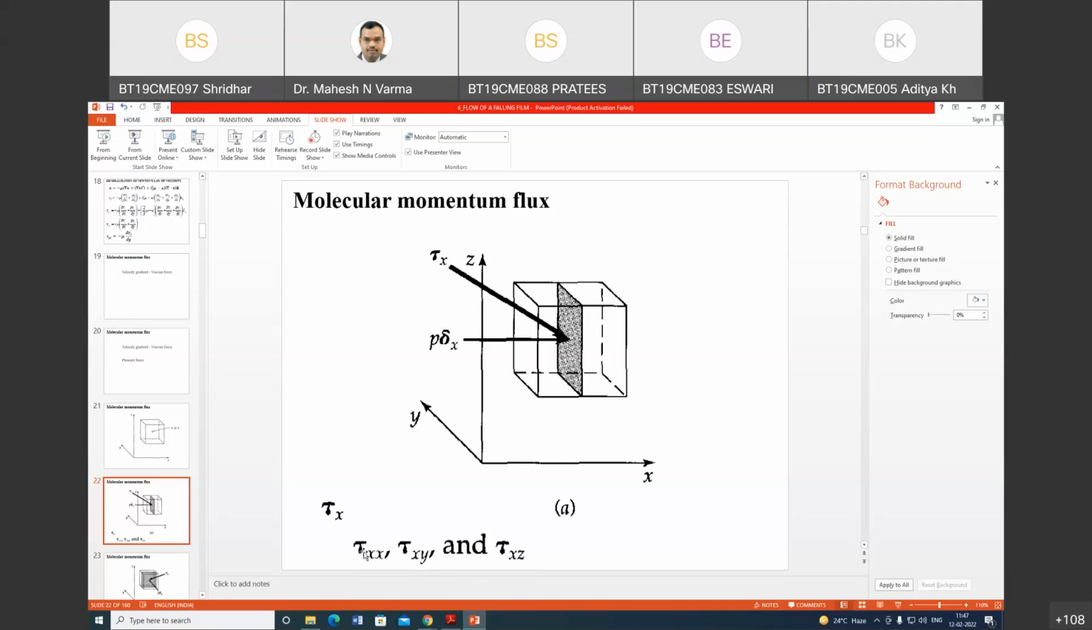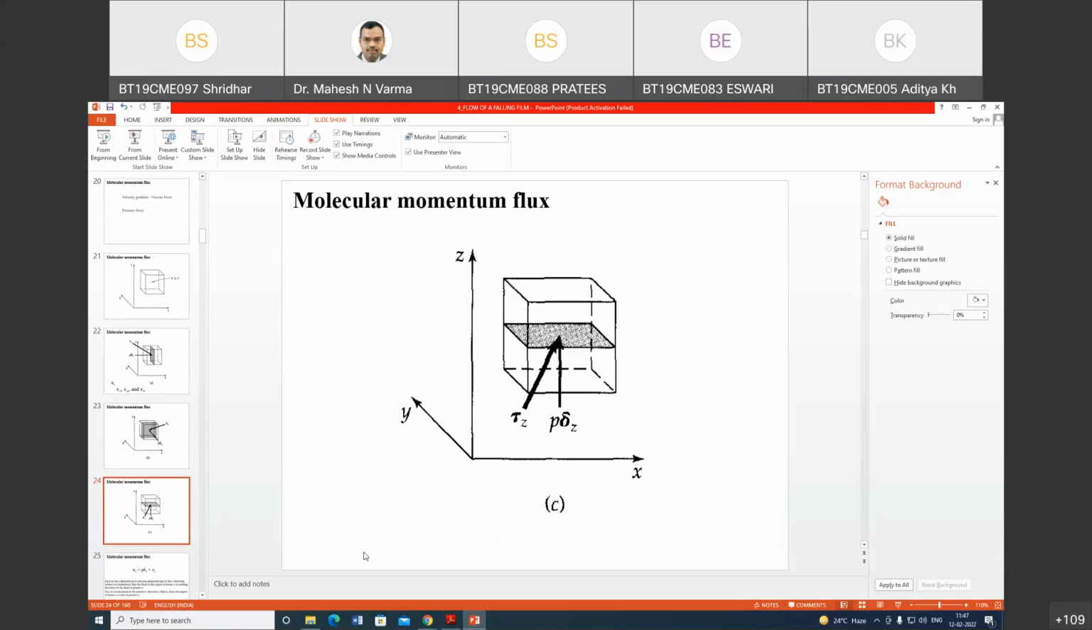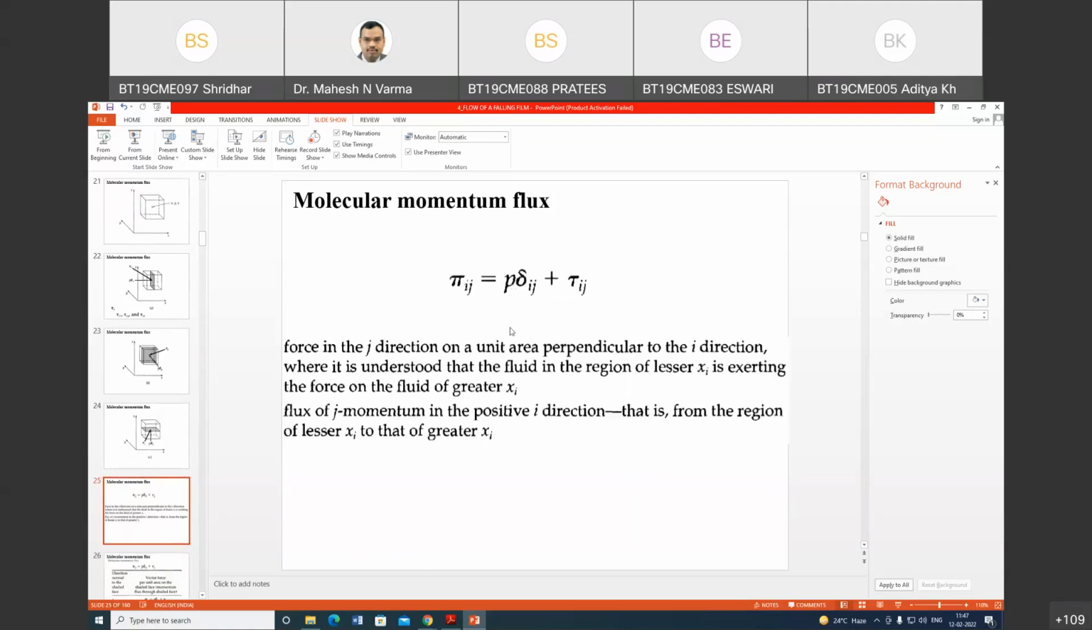So x momentum flowing in x direction. There only is that pressure momentum flux, molecular momentum flux. This is molecular momentum flux. It is not a convective momentum flux. This is the molecular momentum flux without bulk motion of the fluid. Similarly, I can consider y direction. In y direction, it will have three components, and in z direction, it will have three components. So total molecular momentum flux.